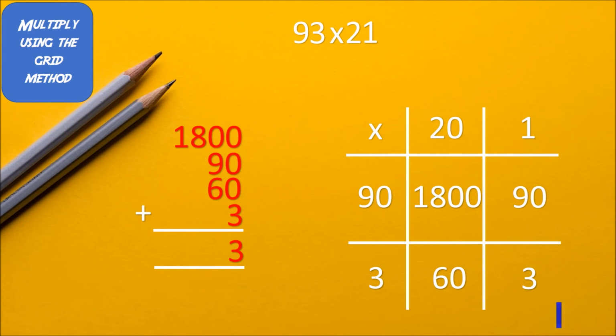9 plus 6 is 15. So we write the 5 ones and we carry the 10 over. 8 plus 1 is 9. And finally 1 plus 0 is 1. So the answer to 93 times 21 is 1,953.